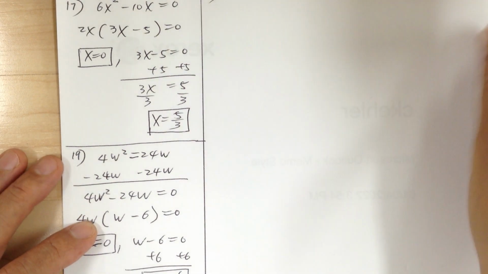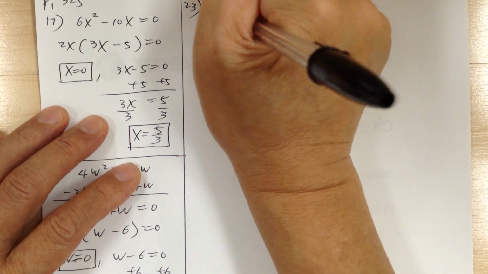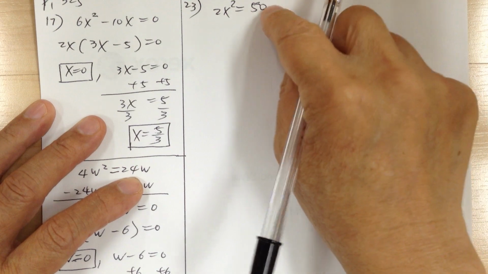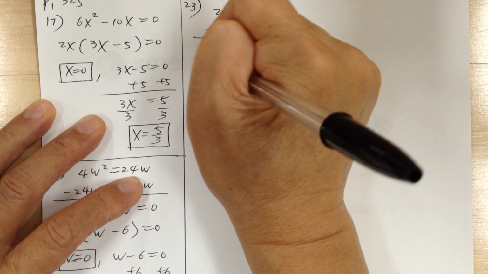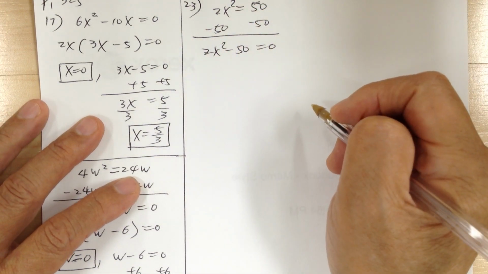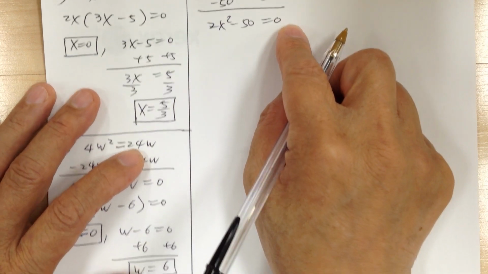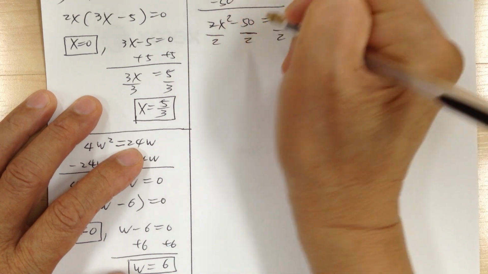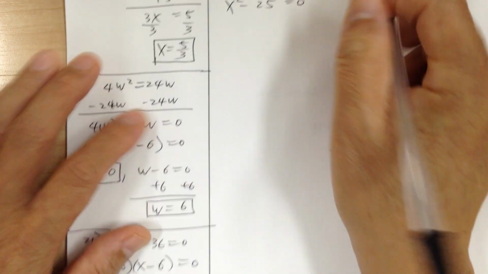Okay, 23. 2x squared equal to 50. Okay, so make this equal to 0, so minus 50 on both sides. So 2x squared minus 50 equal to 0. Now, remember what I said: before you factor the 2, because it's an equation, another way to do this is you actually can just divide by 2 because it's an equation. So you can do that to lower your number. Okay, so you can do either way.